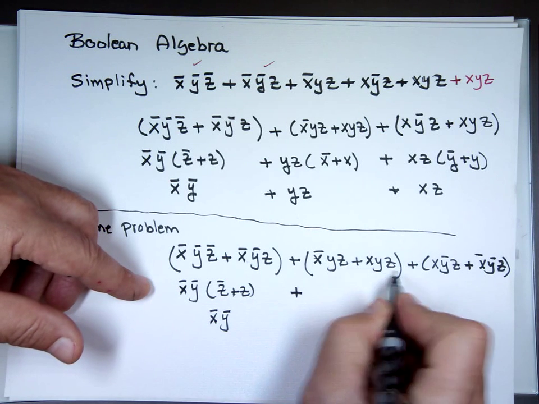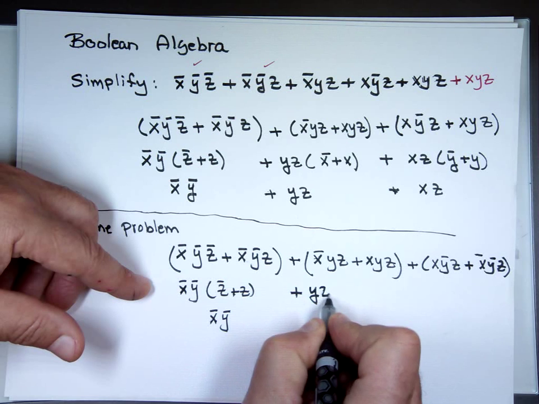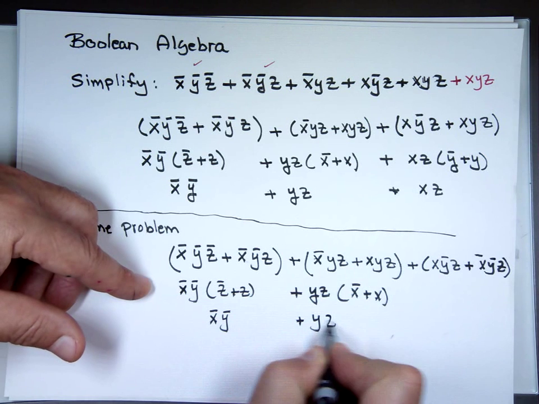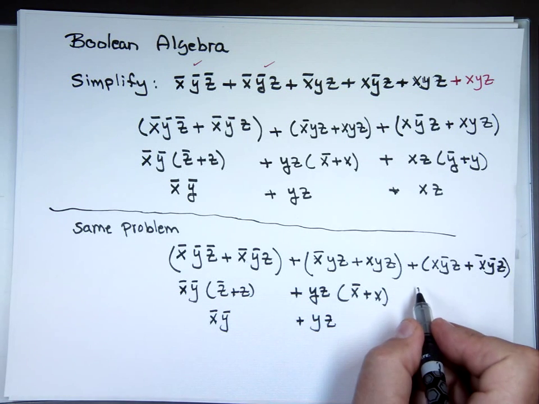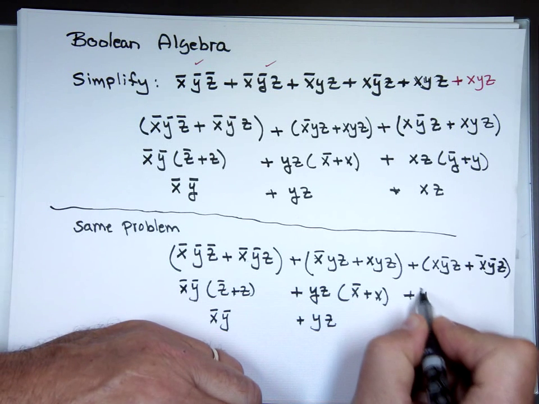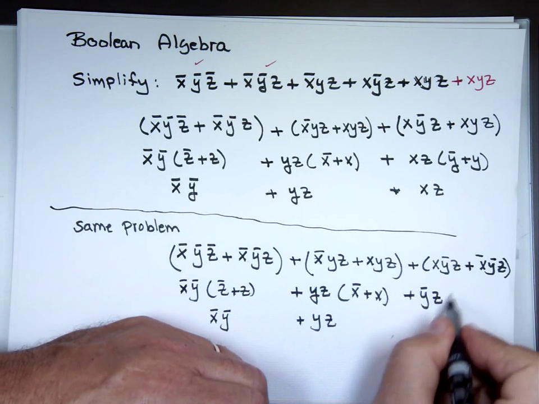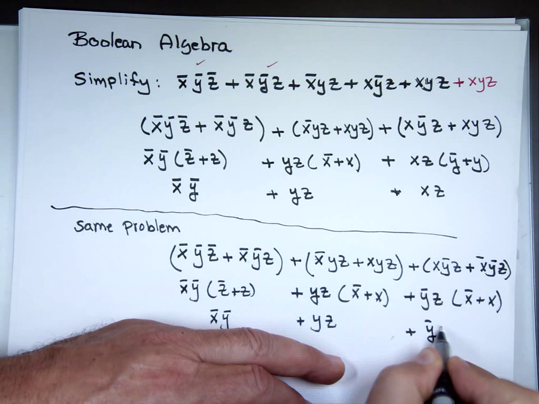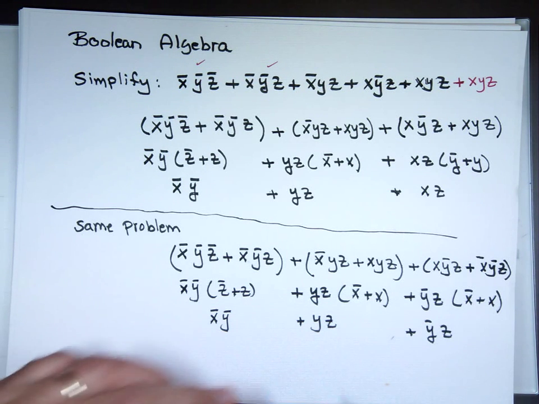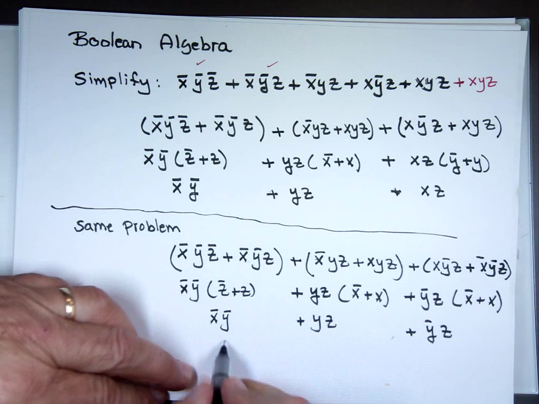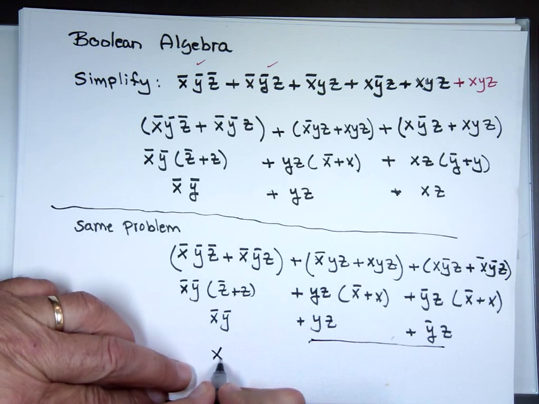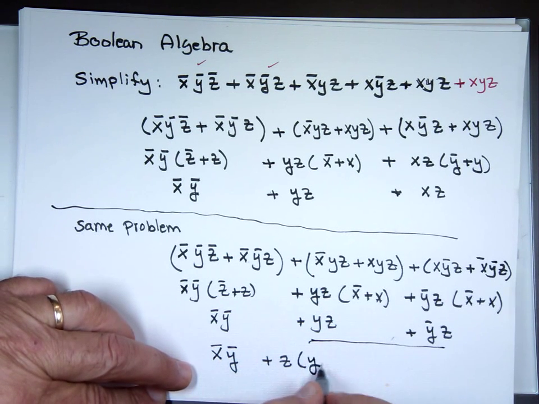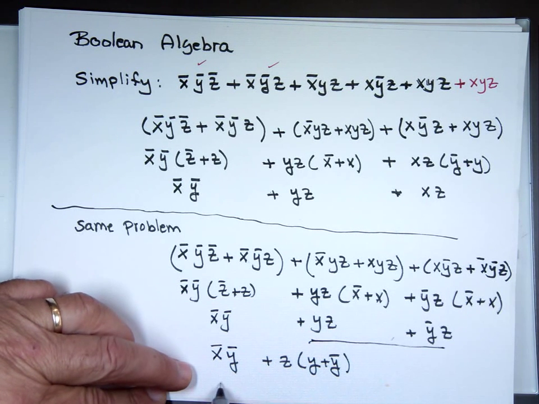Now for the next group, what can we factor out? YZ. What's left? That's YZ. And the last one, if I factor out, I can factor out what? Y bar z. X bar plus x, right? Which is what? Y bar z. Now look at the last two. See the last two here? If you factor a z out, what's left? Y plus y bar, and which is a 1.